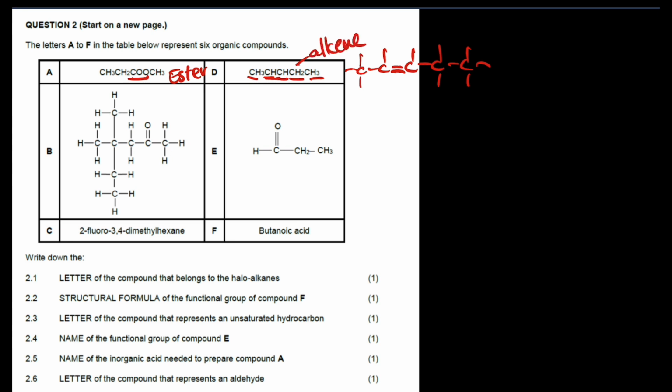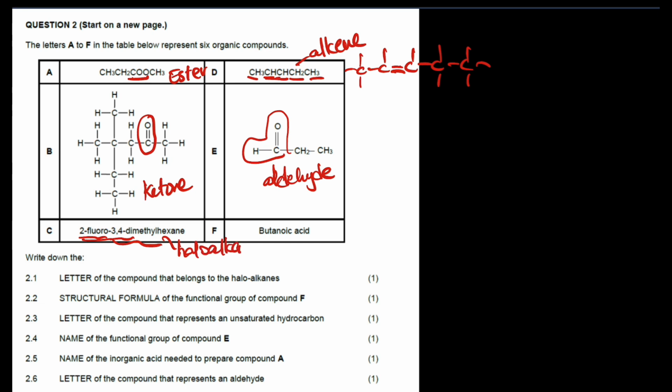So B, if you look at B, there's a carbonyl that is within the chain. This is a what? A ketone, right? And if you look at E, you see there's a formyl there. This is an aldehyde. And this one, it's 2-fluoro 3,3 di... It's a haloalkane, or alkyl halide. And this is an acid, which is the carboxylic acid, right?